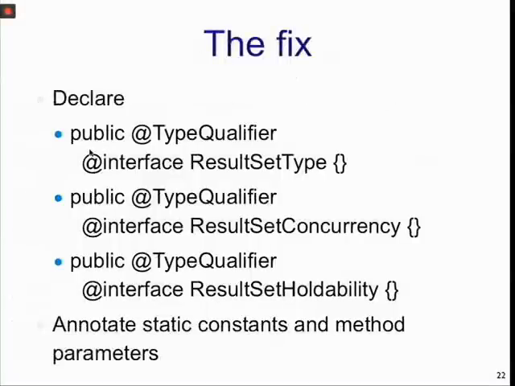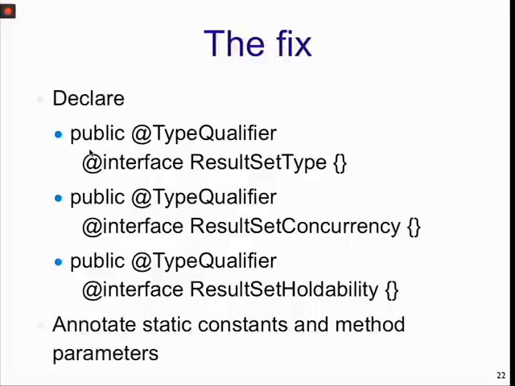So what we're actually going to do is allow the SQL people to define their own annotations. They can define an annotation as simply as this. This is all the code they would need to define 3 annotations. They define one called ResultSetType, ResultSetConcurrency, and ResultSetHoldability. So this public @interface ResultSetHoldability declares ResultSetHoldability to be an annotation. And then I put an annotation on the annotation saying that this is a type qualifier.